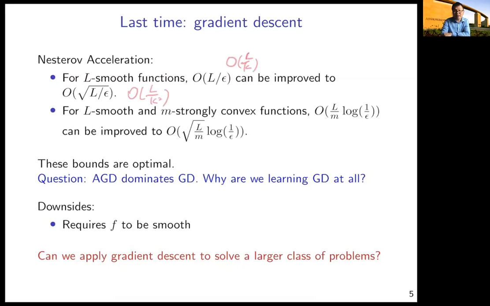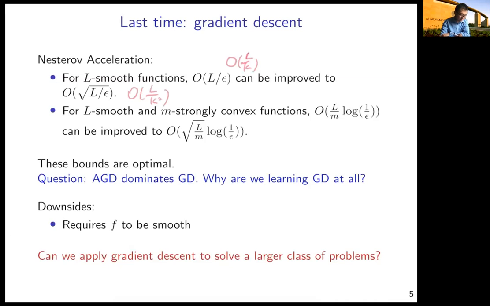Similarly, for strongly convex functions, a version of Nesterov acceleration allows us to improve strictly over gradient descent as well. So instead of depending on L over m, you can again take a square root. So the dependence on the condition number of the problem can be significantly better than the standard gradient descent.